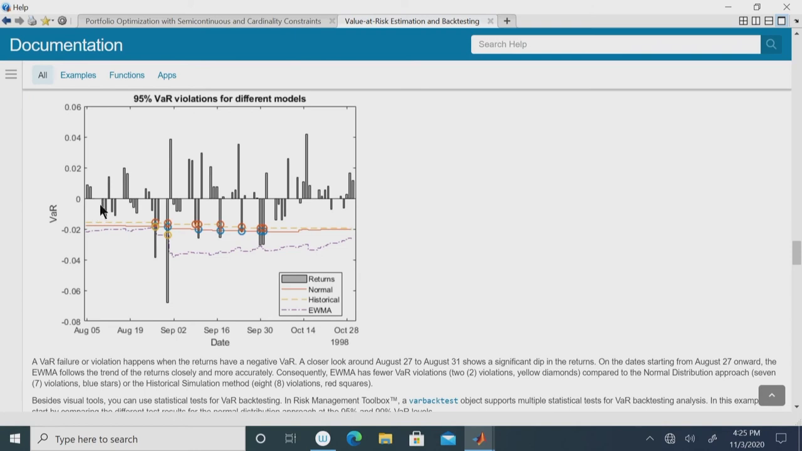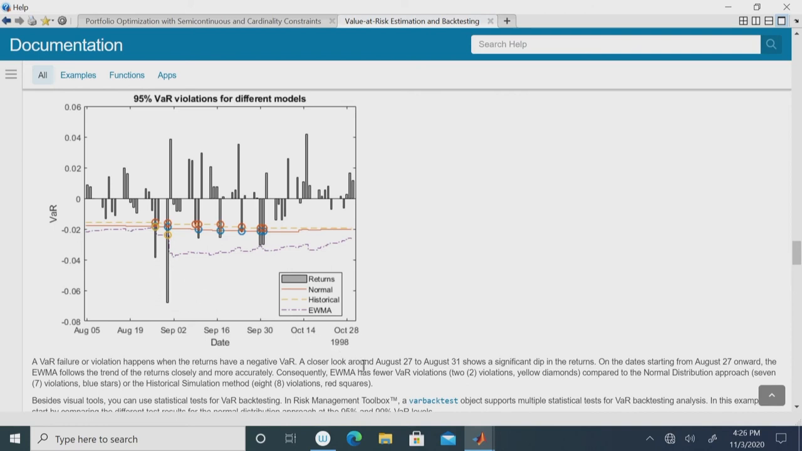So, that means that as long as these values of return are above these lines, your losses are less than the estimated losses given by these three methods. As long as these vertical bars are above these dotted lines or this solid line, then you are okay, but the moment it falls below those lines, that means you are in trouble. So, now let us identify which are the troublesome points.